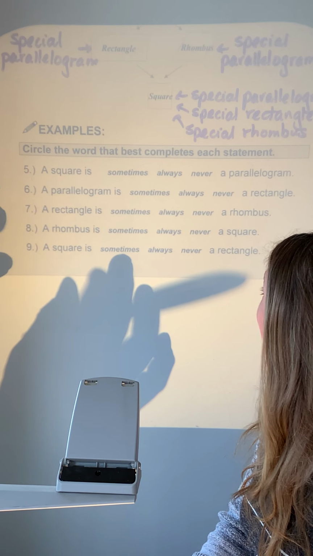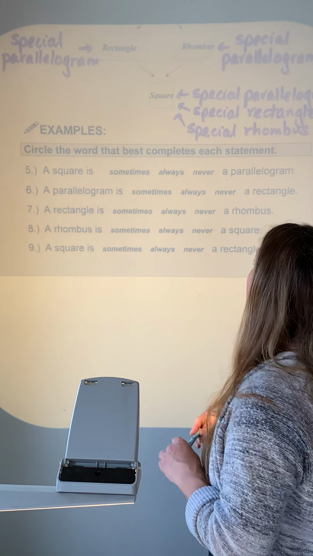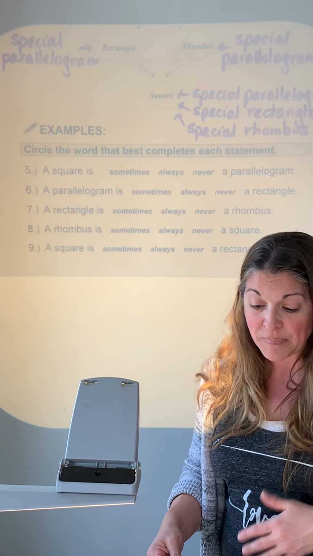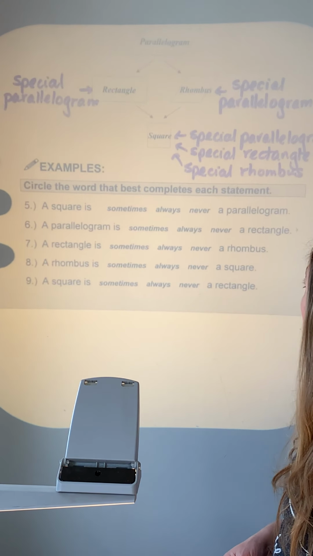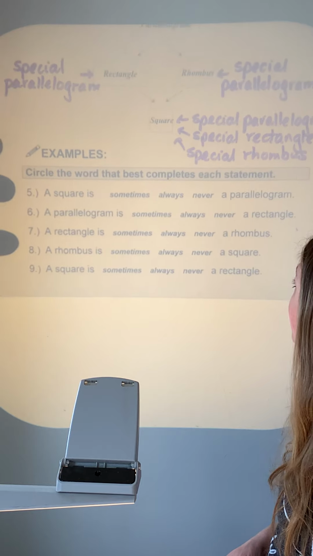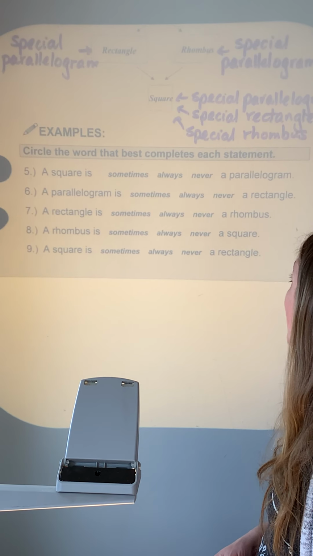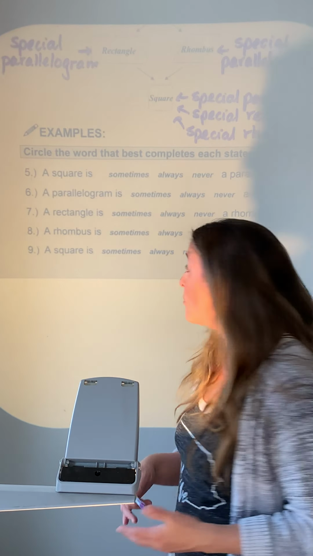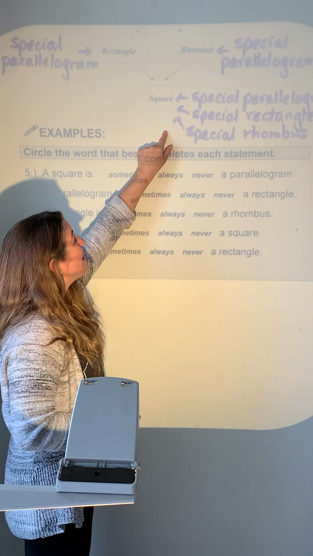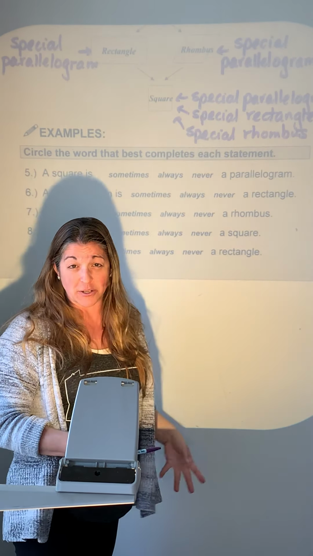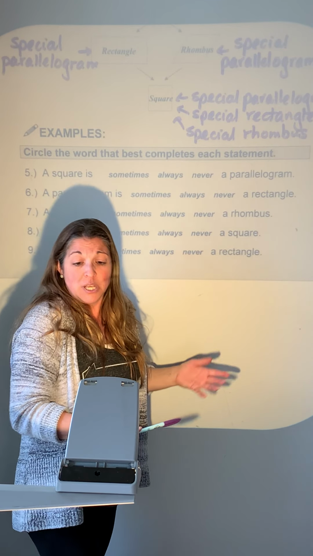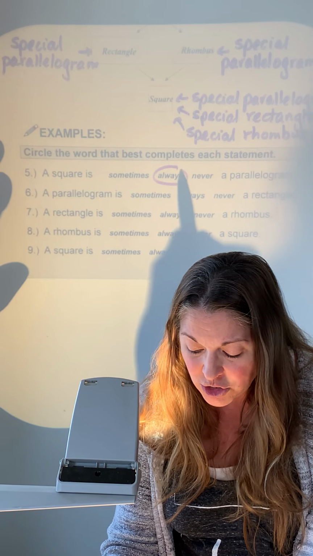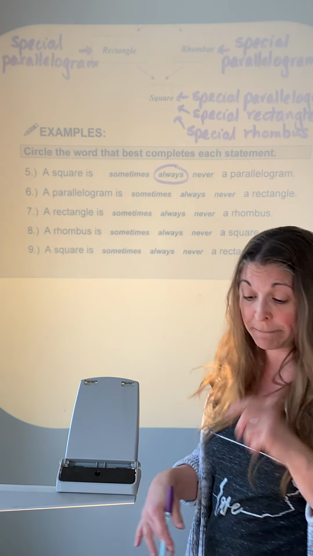All right, so basically what we have here, guys, is sometimes, always, never. And it's all going to be based on what we just talked about up here. All right, a square is sometimes, always, or never a parallelogram. Well, guys, look at the square. I just told you he's a parallelogram. He's just special. So that is always. He's always a parallelogram. He's just a special version of it.